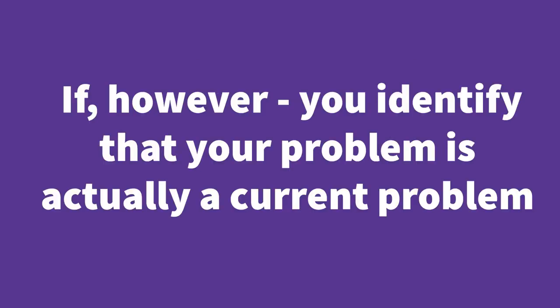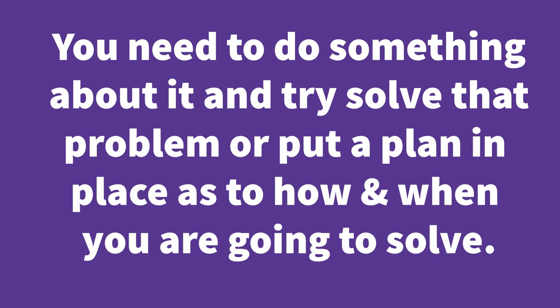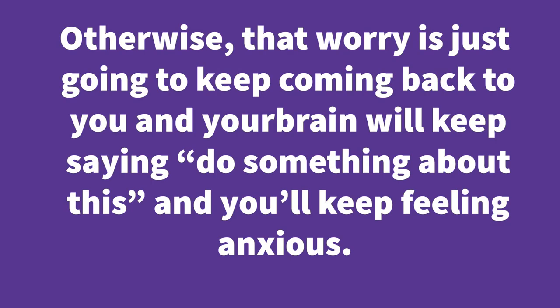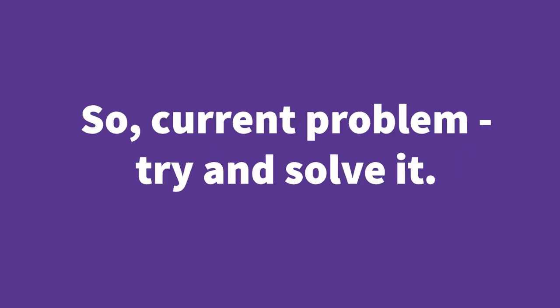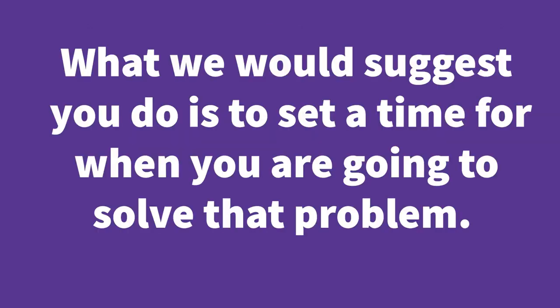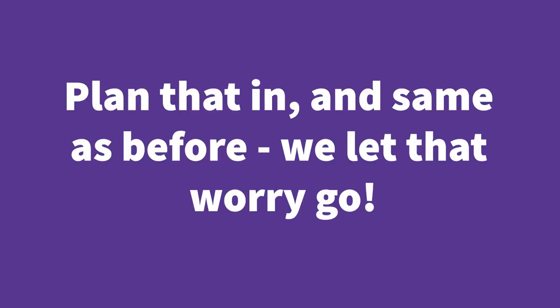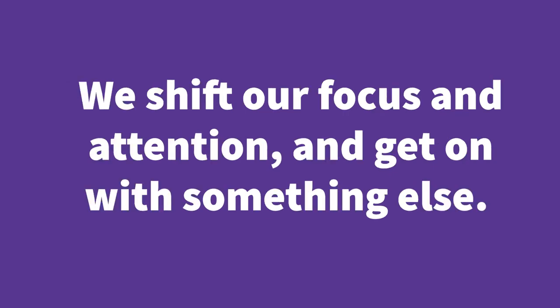If, however, you identify that your problem is actually a current problem, you need to do something about it. You need to try and solve that problem or put a plan in place of how and when you're going to solve that problem. Otherwise, that worry is just going to keep coming back to you as your brain's going to go, do something about this, and you're going to keep feeling anxious. Current problem, try and solve it. What we would suggest you do is set a time when you are going to solve that problem. Plan that in, and then, same as before, we let that worry go, we shift our focus of attention, and get on with something else.